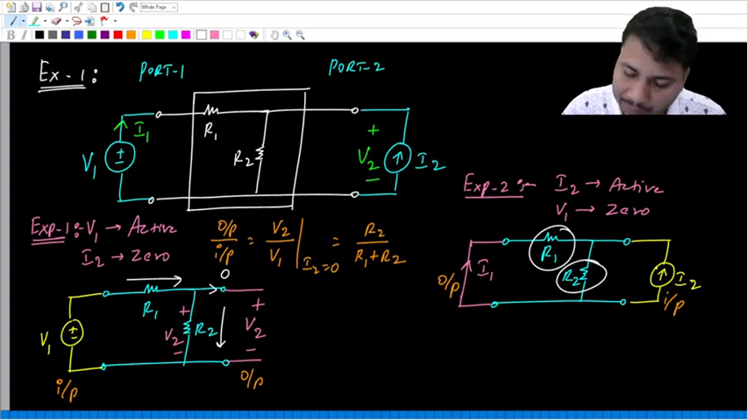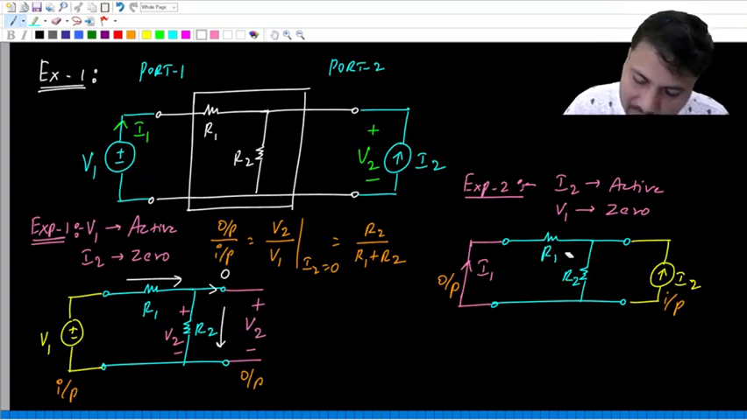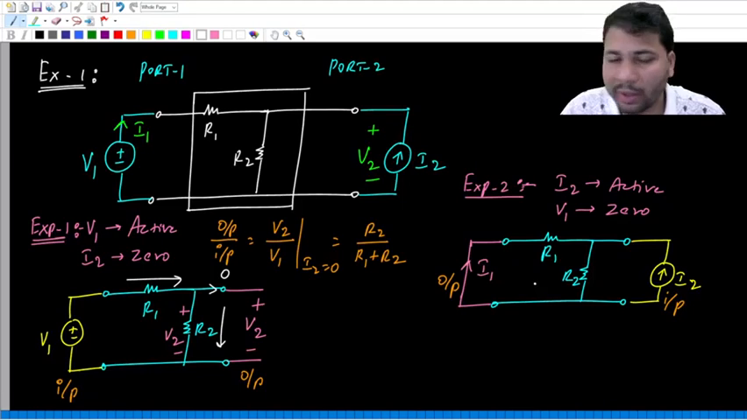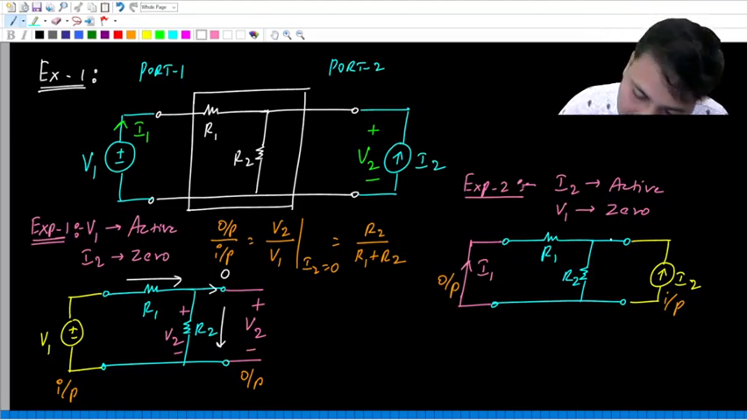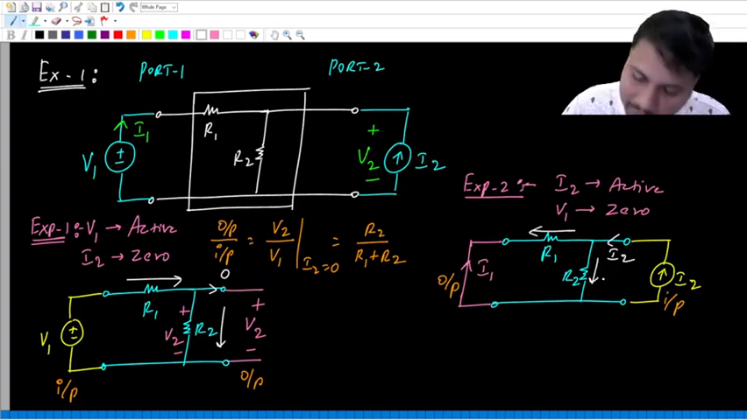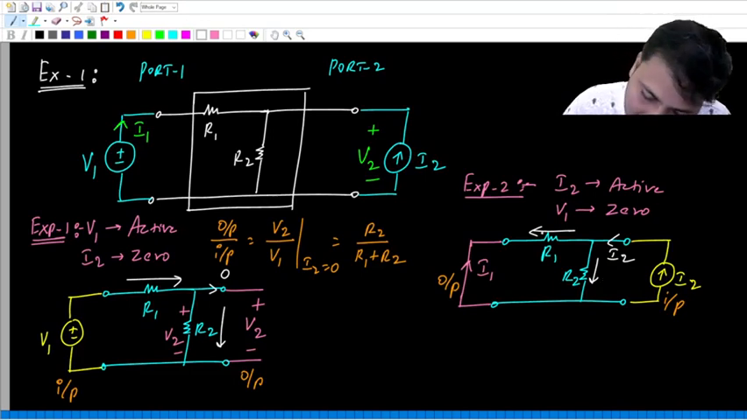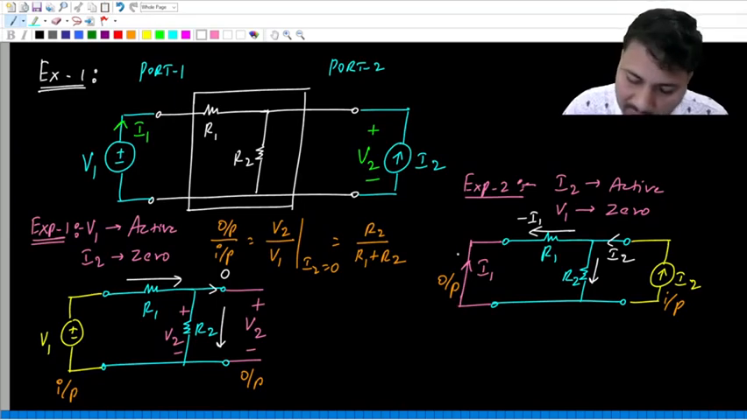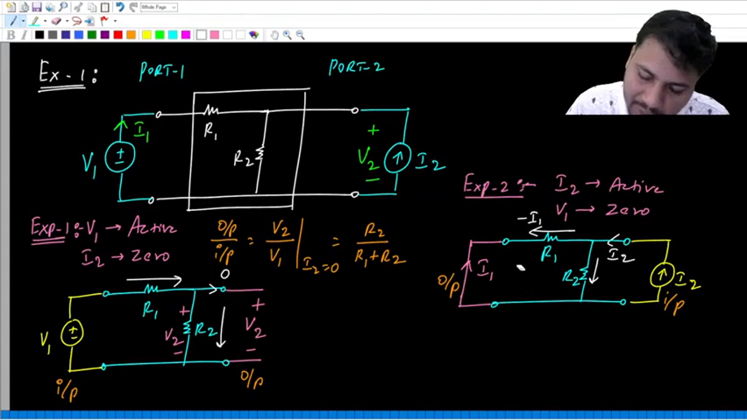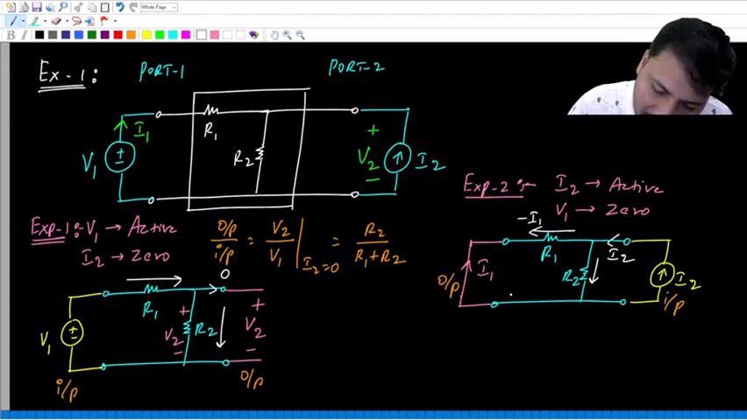So in this circuit, if you observe, R1 and R2 are in parallel across the current source. Two resistors in parallel across a current source. What will take place? Current division will take place. So this current I2 will get divided between R1 and R2. What is this current through R1 in terms of I1? Is it not minus I1? Because I1 is flowing in this direction, and this current is in the opposite direction, so this current will be minus I1.